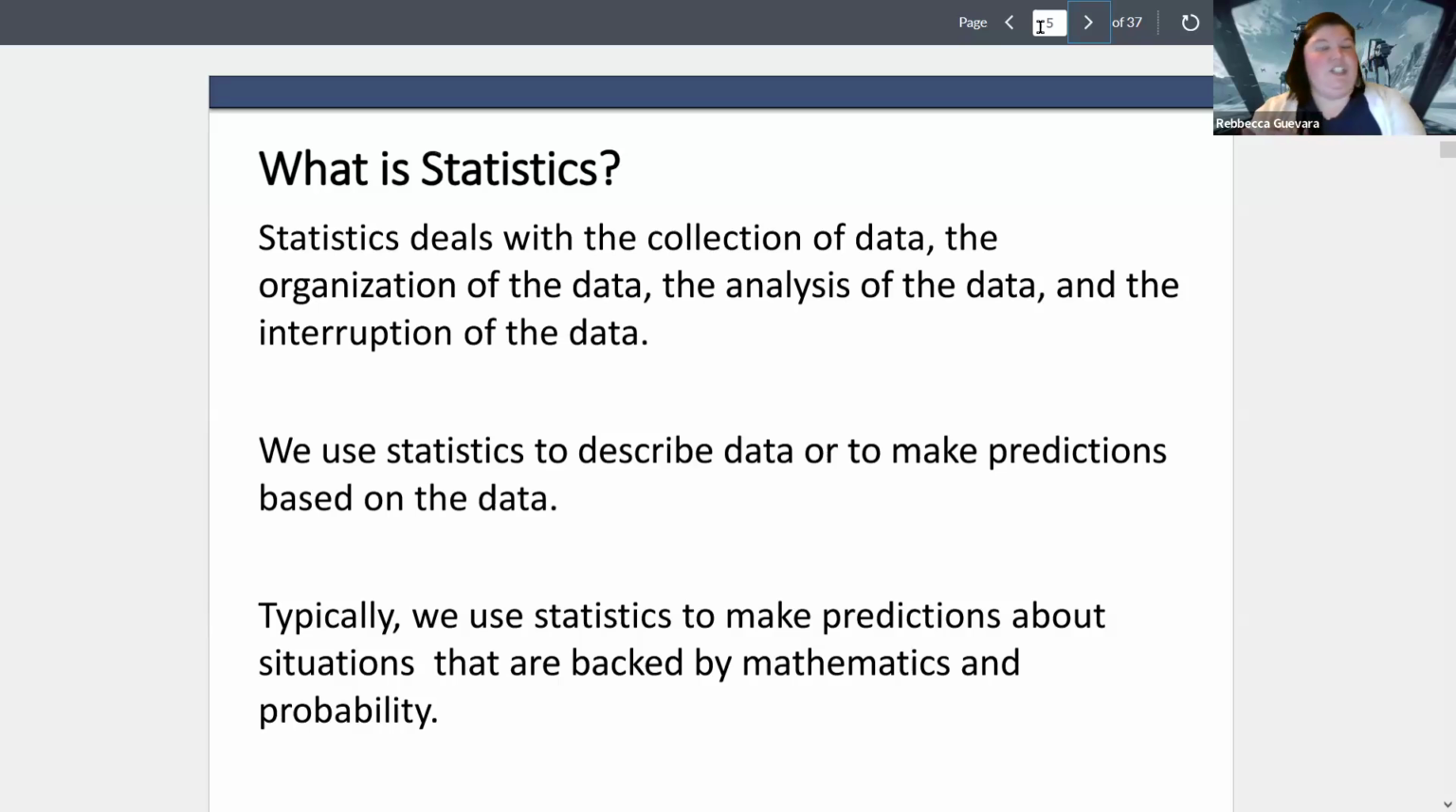Or you use it to make a prediction. If I gathered information from my class and found out that 52% of you planned on taking more math later, then I would make a prediction that would happen to all my classes. So you can use it to just describe who you're getting the information from, or you use it to make predictions for the future or for bigger groups of people. Typically we use statistics to make predictions about situations that we back with mathematics and probability. We have a lot of probability in this.